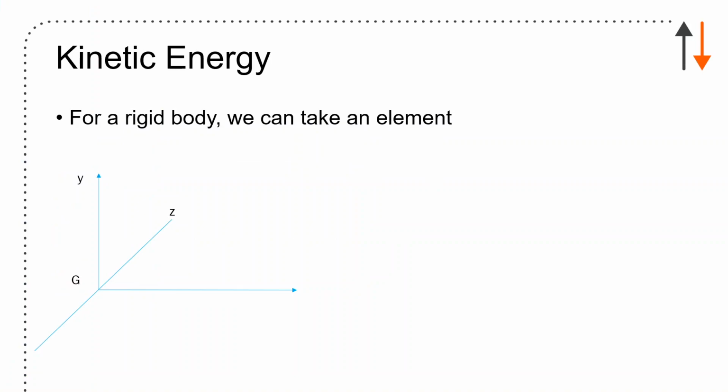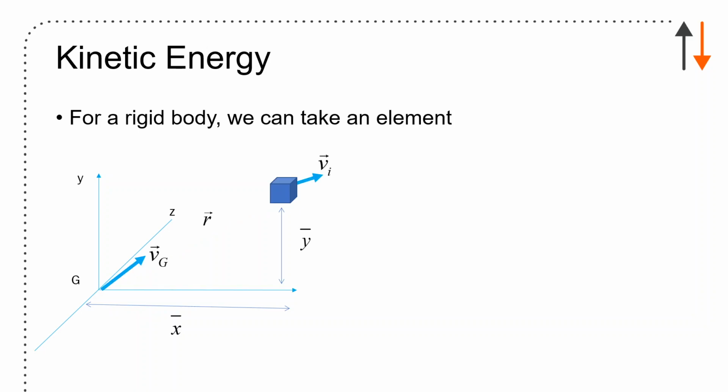For kinetic energy, we can take an element and say, okay, look, there's an element some arbitrary distance r from, say, a center of mass, and x bar, y bar correspond to the distances r in the x and y directions, respectively. With z, I'm not going to worry too much. This is still a two-dimensional world.